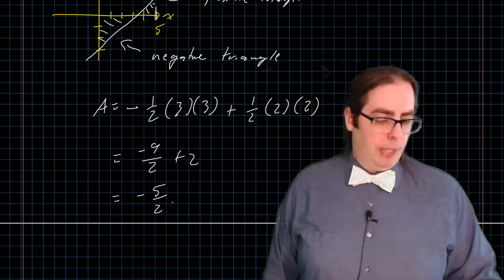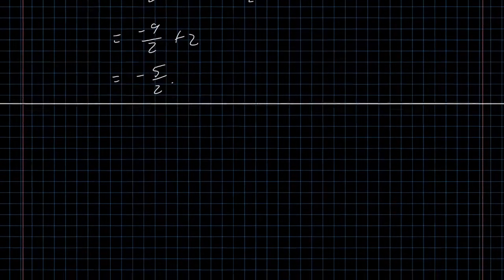All right, let's wrap up with one more problem like this for you to take a look at. I would like you to calculate the integral, x goes from 0 to 4, of 2 minus 2x dx.